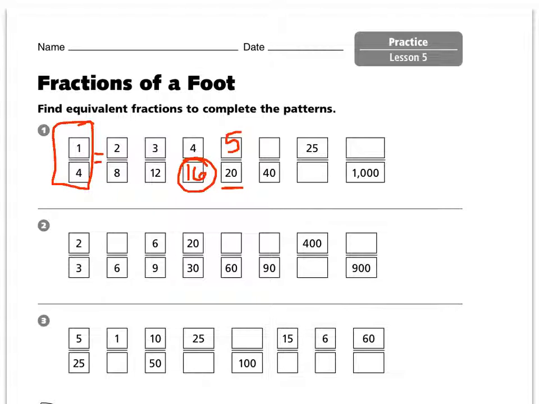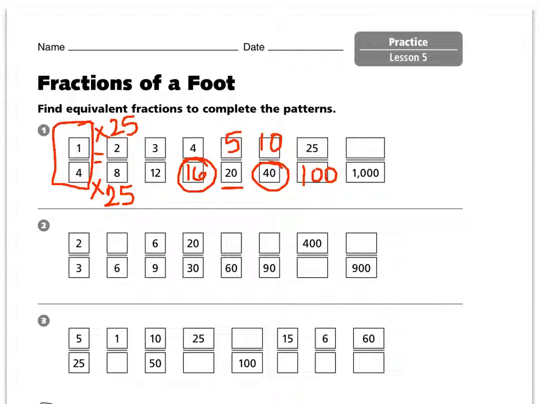Now I have what equals 40. 4 times what equals 40, I know 4 times 10, and multiply the top. 1 times 10 is 10. Do the same thing where I have what times 1 equals 25, and I know 1 times 25 equals 25. So I need to multiply 4 times 25 since I did it to the top of it. 4 times 25 is 100.